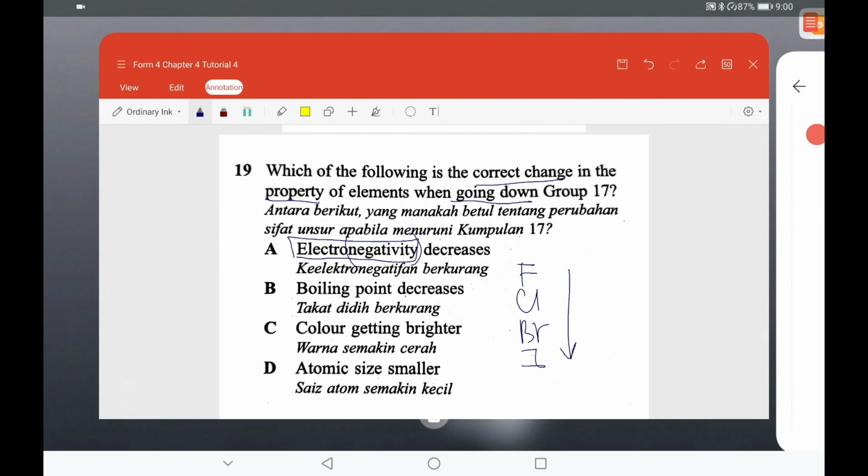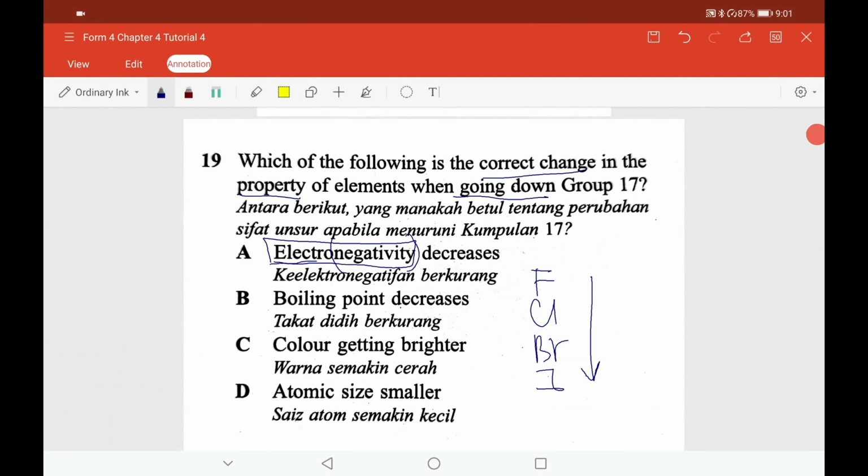So now look back at the question. The question says electronegativity decreases, which means what? It means harder to receive electron. So going down the group, harder to receive electron, is it correct?